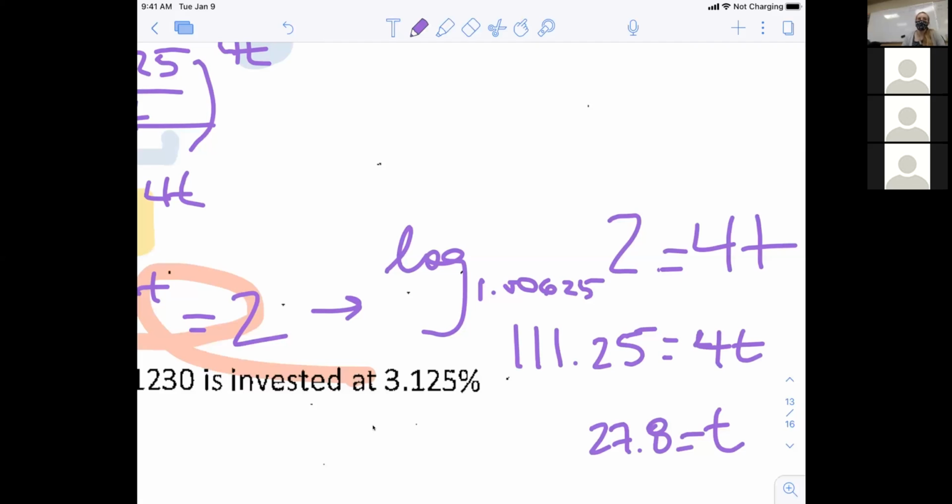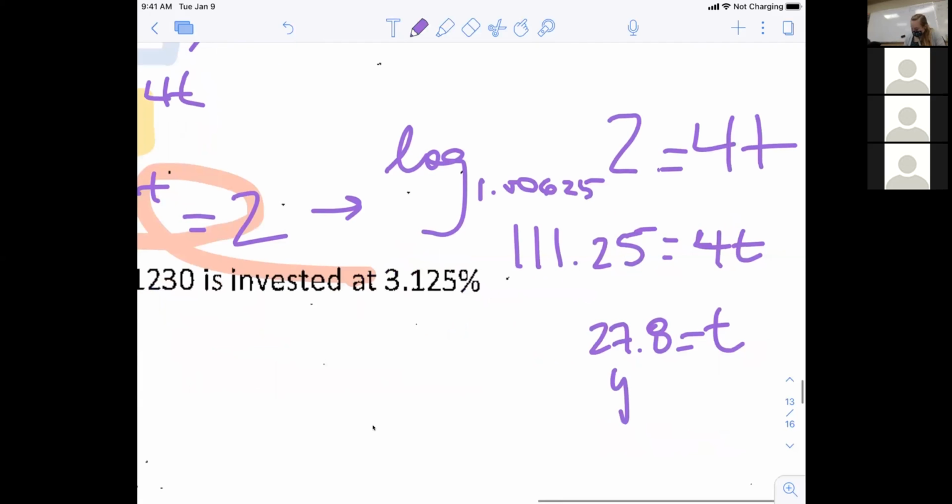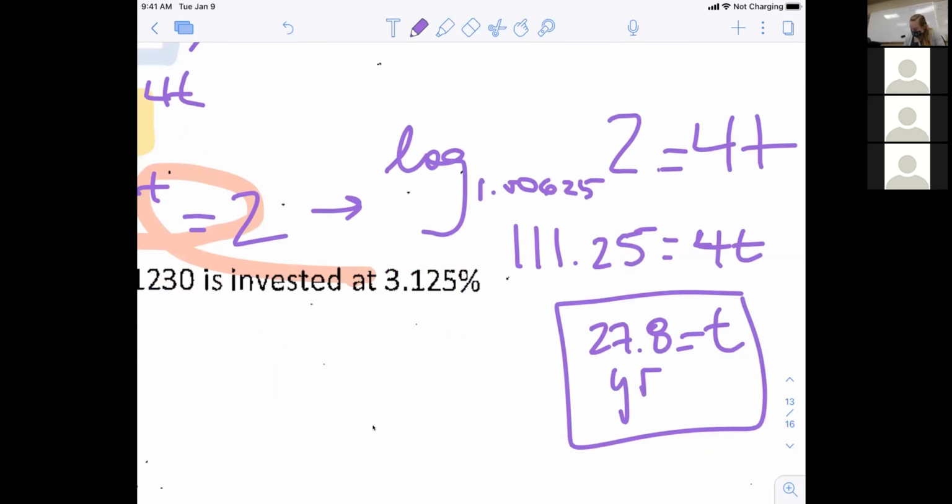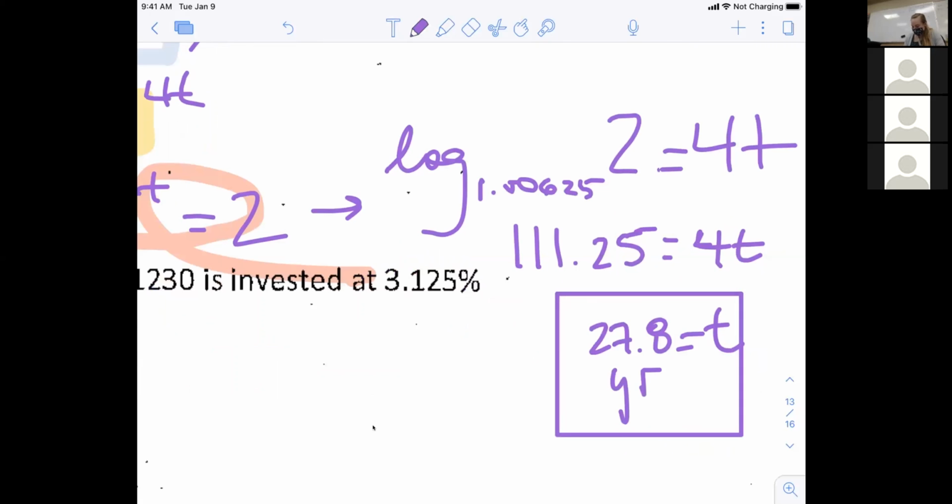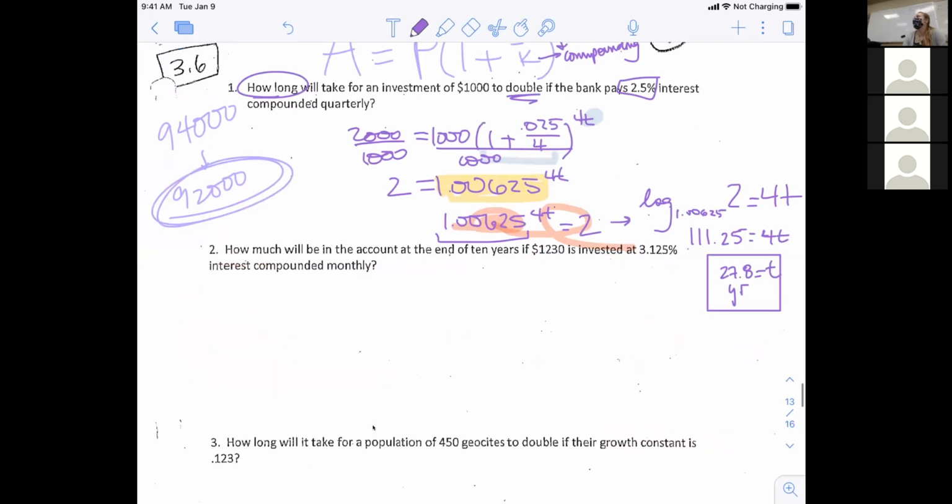I really try not to round at all if possible, but I know sometimes that happens. So try and keep it carried through your calculator as much as possible or plugged in all at once. But if you can't do that, just show me as much work as possible. And if you're off by a decimal or a couple numbers, you'll be okay. So this is saying it takes 27.8 years in order to double my initial deposit investment.